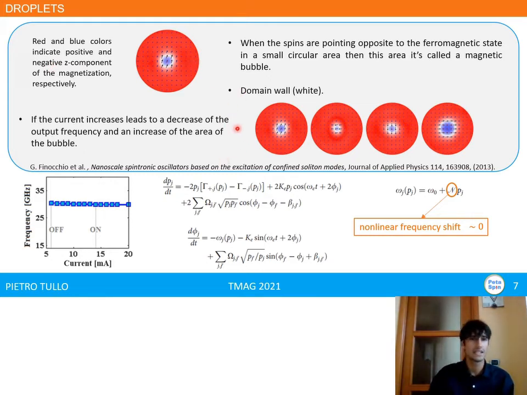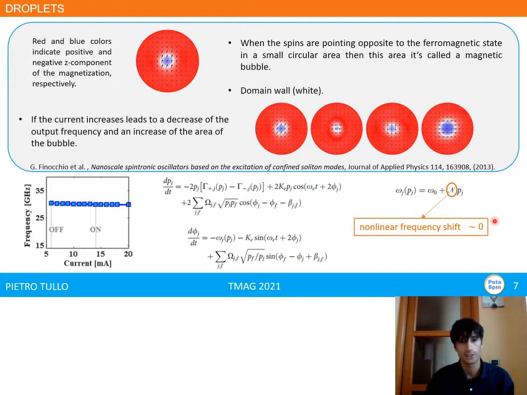Another main characteristic of the spintronic oscillator is that with the current variation we can have the output frequency variation, and also we can modify the area of the bubble. But in some cases it was observed that the frequency is constant with the current variation, or decreases very slowly. In these cases, if we take the Slavin model and its representation of the frequency, the nonlinear frequency shift term is near zero.